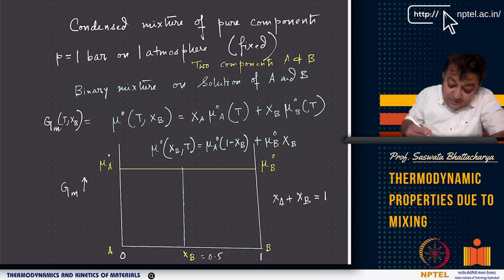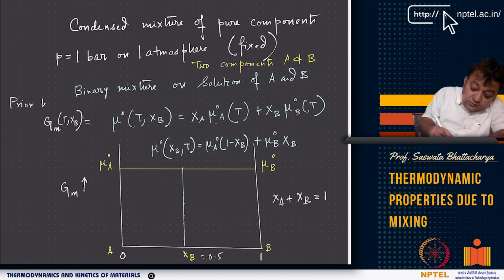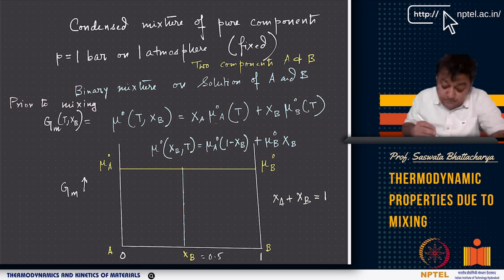Now you have two components A and B that are mixed. Now you have a binary mixture or solution of A and B. Now before mixing, prior to mixing, the molar free energy of A and B will be given as XA mu A 0 plus XB mu B 0. Now XA and XB are the composition. So XA mu A 0 plus XB mu B 0 is going to be the molar free energy prior to mixing.